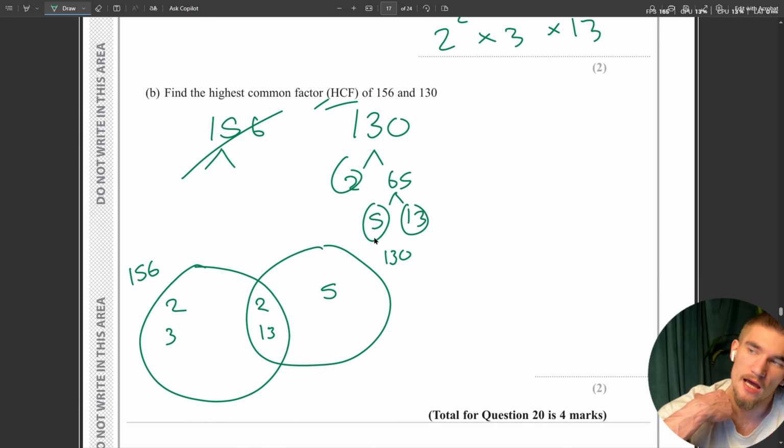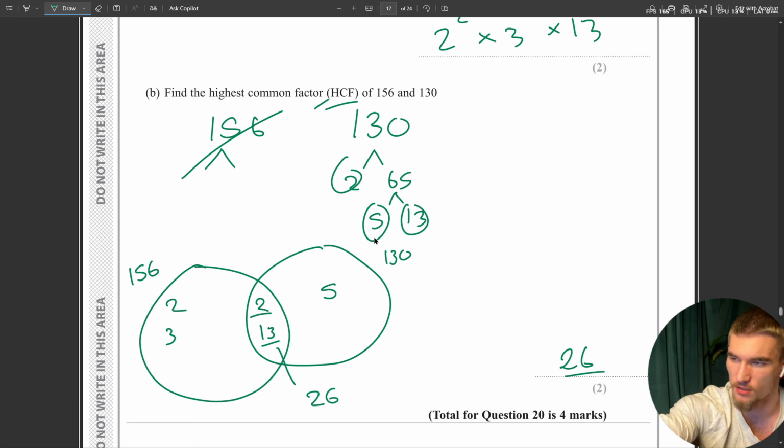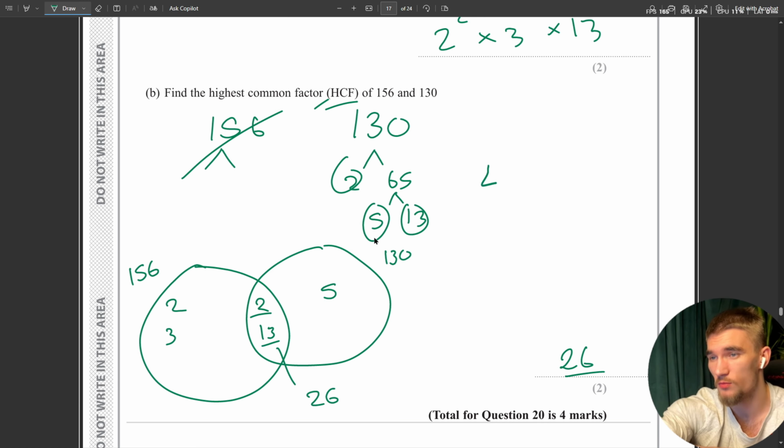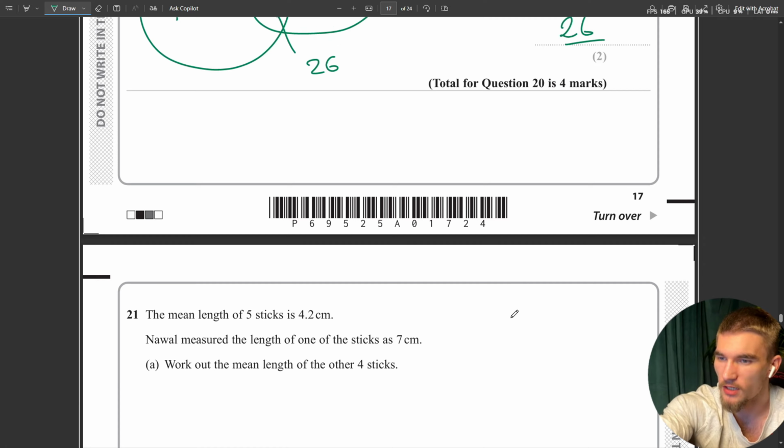So now to find the highest common factor, I just multiply the numbers in the middle in the Venn diagram. So I do 2 times by 13, which gives me 26. So 26 is the highest common factor. And if you wanted to find the lowest common multiple, you would just multiply all of these together, all right? Literally all of them. So you do 2 times 3 times 2 times 13 times 5. Alrighty, let's keep on going.